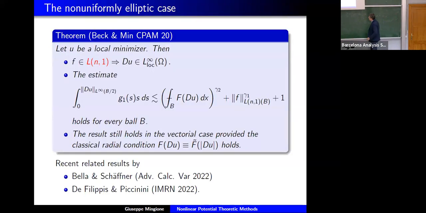Okay, recent related results with an improvement of this delta number are given by Bella and Schäffner in Advances in Calculus of Variations, and the first result has also been extended up to the boundary by Cristiana De Filippis and Mirko Piccinini.